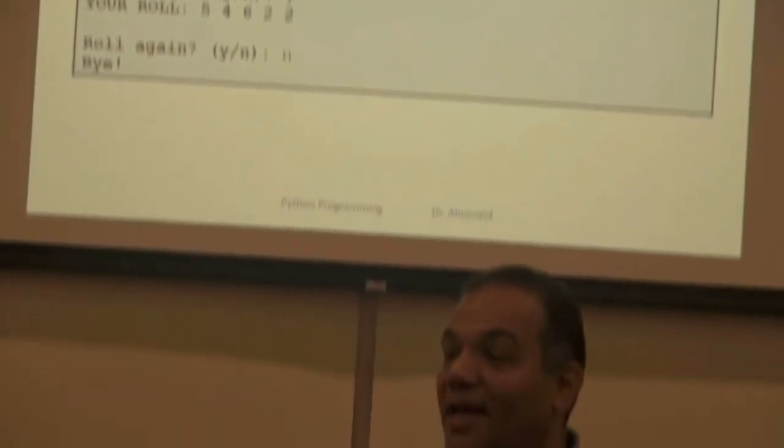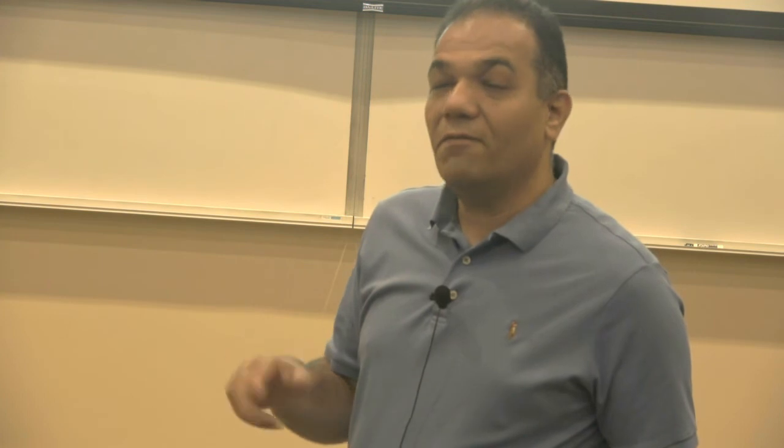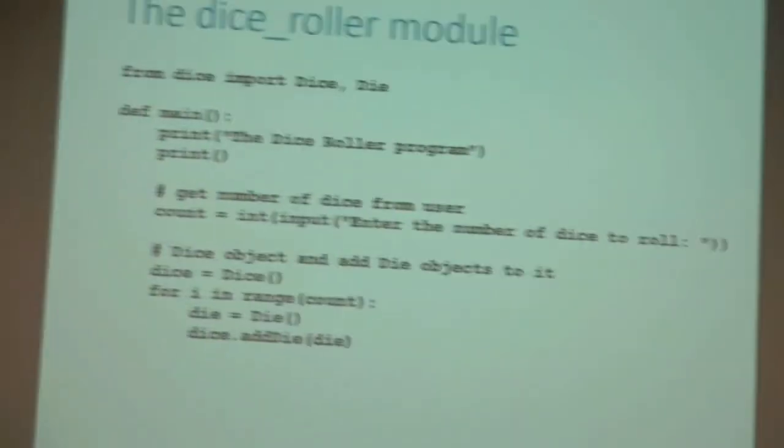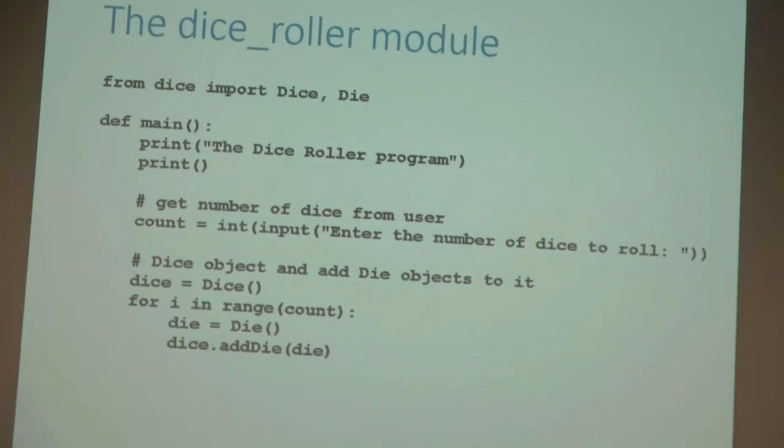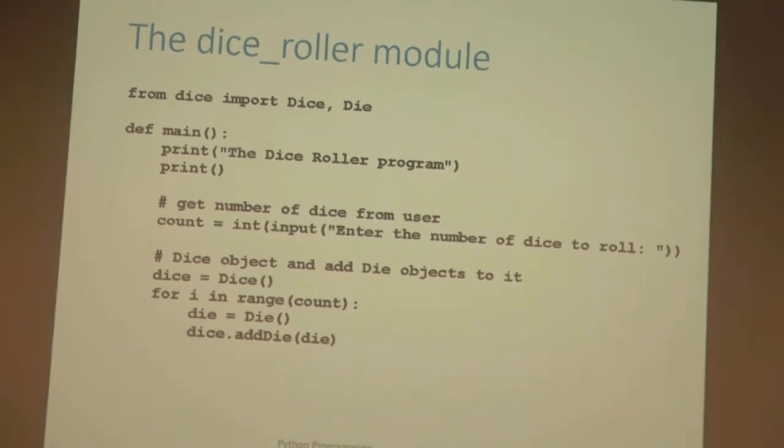Okay, how many lists I have created? 1. And what is the content of the list? 5 objects of die. Alright? So let's take a look at the program. Okay. So what is the first thing I have to do? I have to import that file which has how many classes? 2 classes.